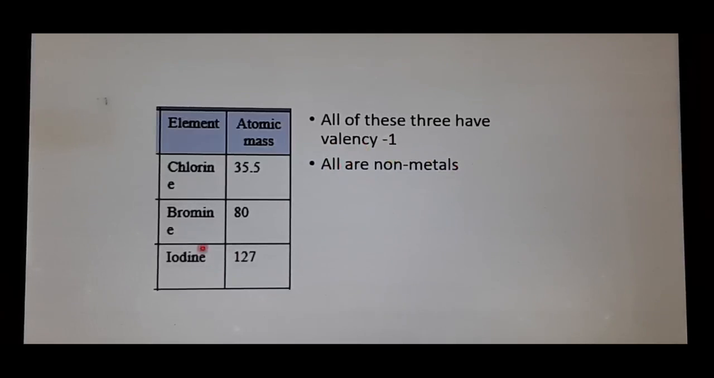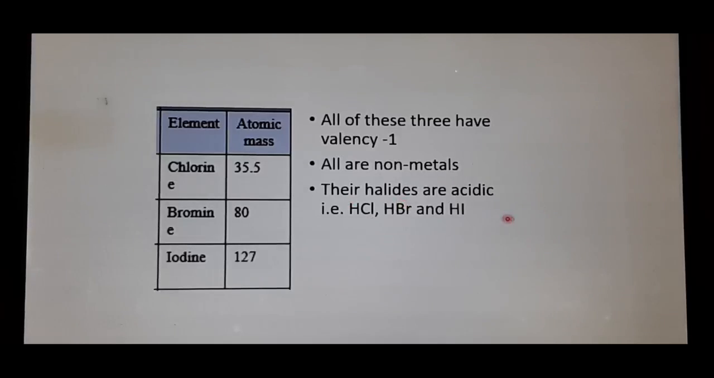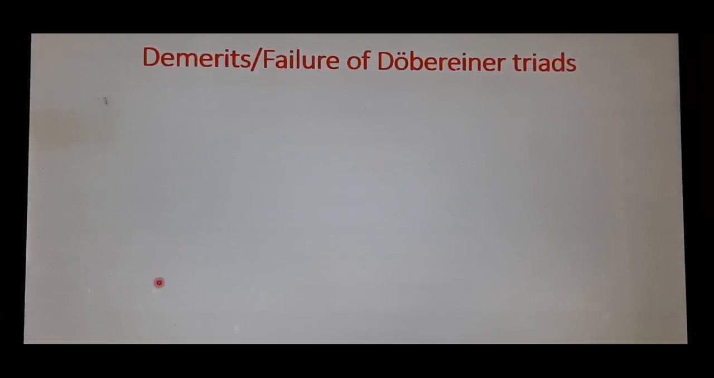All three are non-metals, and their halides are acidic in nature. Halides means compounds with hydrogen, like hydrochloride, hydrobromide and hydroiodide. These are acidic in nature. So this is how these three elements also show similar properties. See, he has proved this thing, but again this arrangement failed.